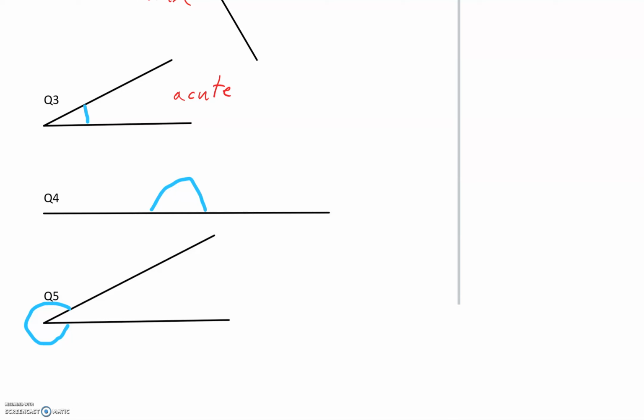Alright, and this is a straight angle. And the last one is a reflex angle, because it's labeled. Otherwise, usually if you don't have a label, you go with the smallest angle, in which case this would be acute, right? But because it's not labeled as that, it's labeled on the outside, it's a reflex.